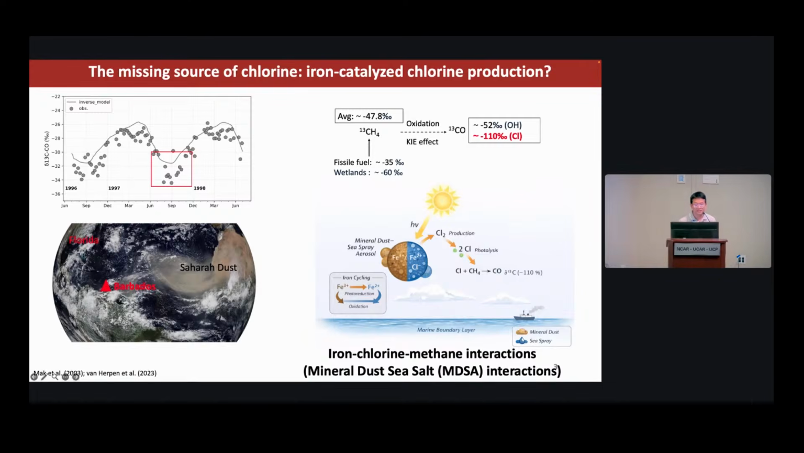The current chlorine source in those regions is very hard to produce such strong chlorine radicals. The mechanism is depicted below. Barbados is around the transport of the Saharan dust, and the dust can mix with sea salt particles, and the iron in the mineral dust can catalyze the conversion of chloride to chlorine radical, which then reacts with methane.